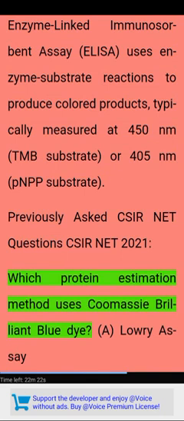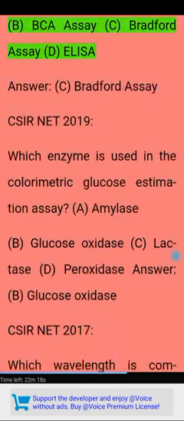Which protein estimation method uses Coomassie Brilliant Blue dye? A. Lowry assay. B. BCA assay. C. Bradford assay. D. ELISA. Answer: C. Bradford assay. CSIR NET 2019.